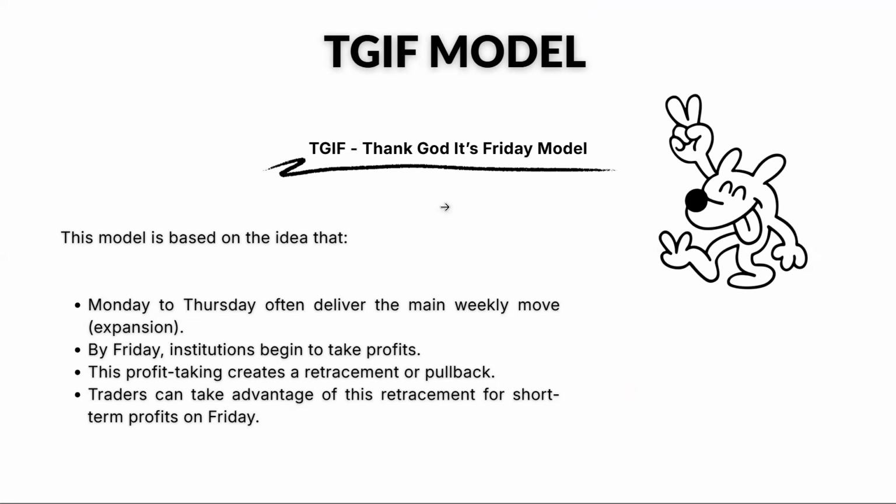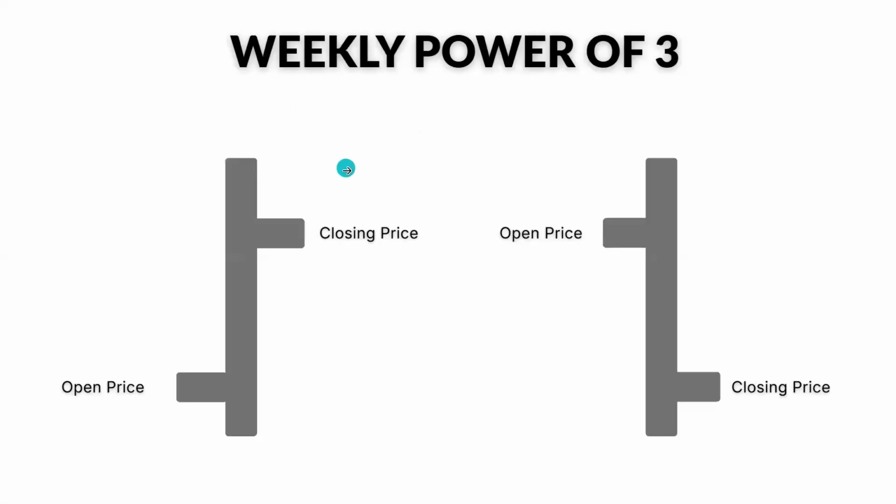Now, you guys need to know that this model can only be used on a Friday. It's a model that seeks to fade a reversal of the weekly range. So if the week was bullish, you want to be selling on Friday, and if the week was bearish, you want to be buying on Friday. Now, before we go further, we need to understand the weekly power of three.